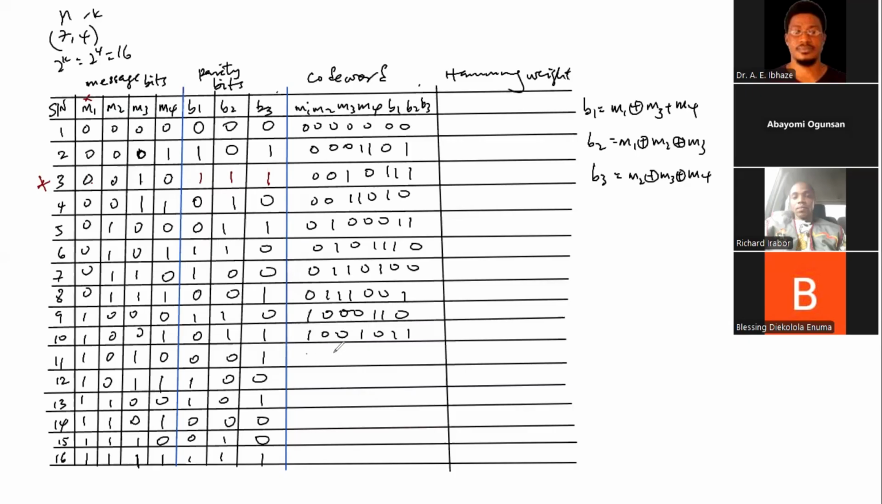This will be 1, 0, 1, 0, 0, 0, 1. And this will be 1, 0, 1, 1, 1, 0, 0. Right, this will be 1, 1, 0, 0, 1, 0, 1. This will be 1, 1, 0, 1, 0, 0, 0. And then this will be 1, 1, 1, 0, 0, 1, 0. And this will be 1, 1, 1, 1, 1, 1, 1.